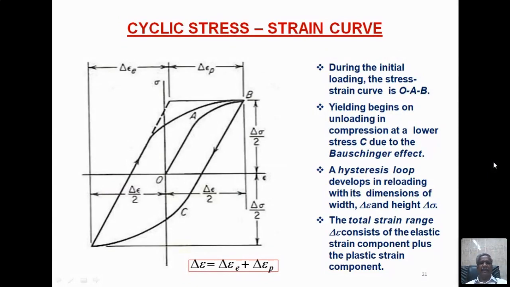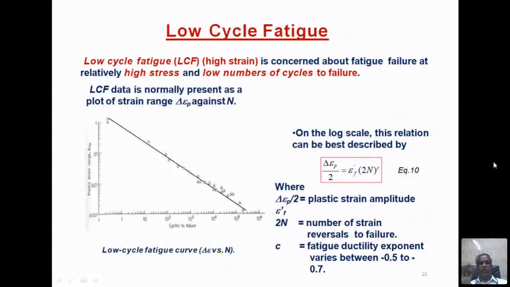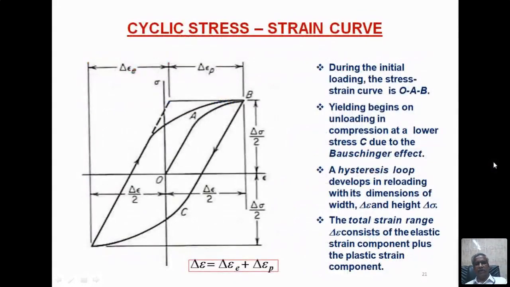So there is an elastic strain in this region, and the total strain is given by the elastic strain range, delta epsilon E, plus the plastic strain range, delta epsilon P. That is the total strain in the specimen. This total strain is used for the LCF; this is one cycle when you do the LCF.